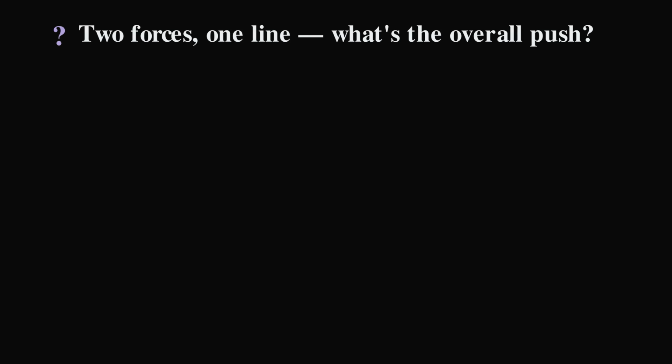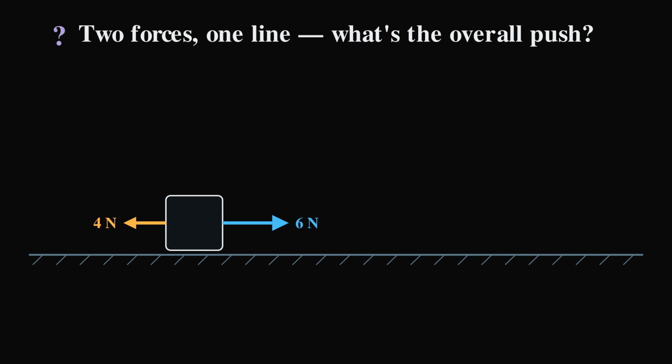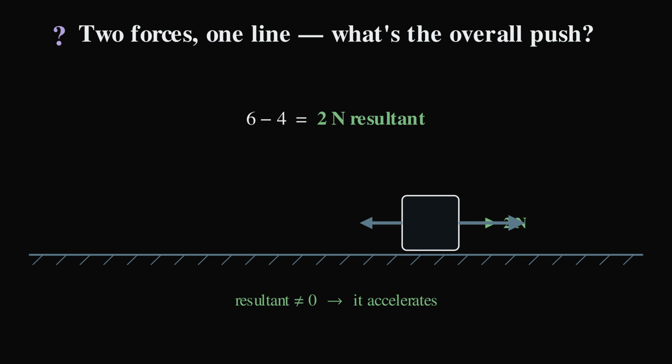Resultant. Two forces, one line. What's the overall push? 6 newtons right, 4 left. 6 minus 4 gives a 2 newton resultant. The resultant is not 0, so the box accelerates.